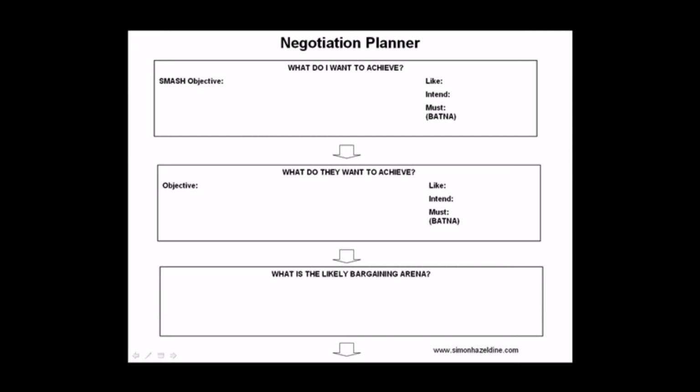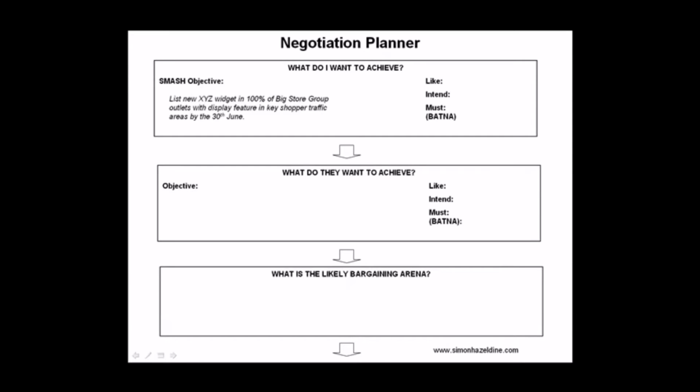What we need to do as well is do the best that we can in thinking about what the other person wants to achieve in the negotiation. Now, we may not know this precisely, but we can do our best to think about what this is, and then we can check this out in terms of what they're looking for when we're actually face to face with them in a negotiation. So we try our best to work out what their SMASH objective and their like, intend and must will be. This then helps us to define the likely bargaining arena, the areas within which the negotiation will take place.